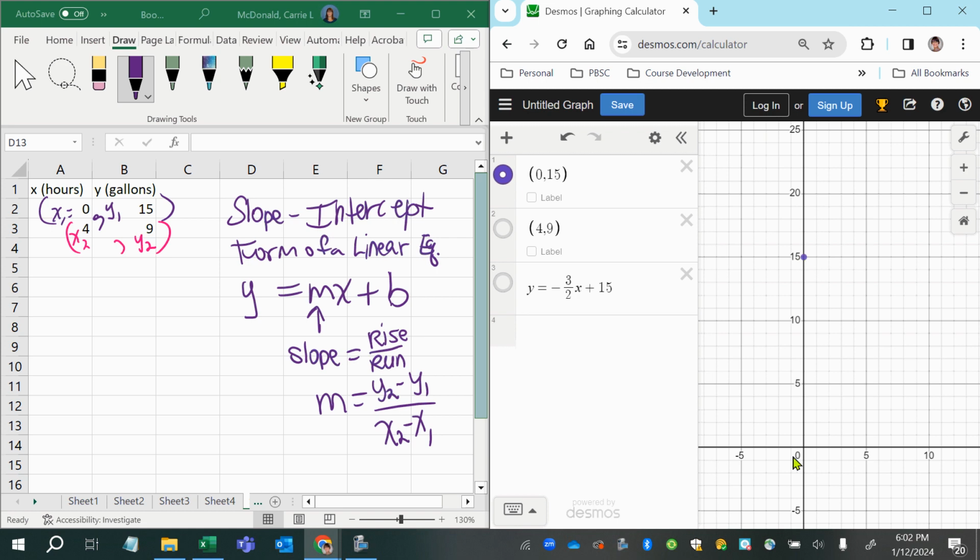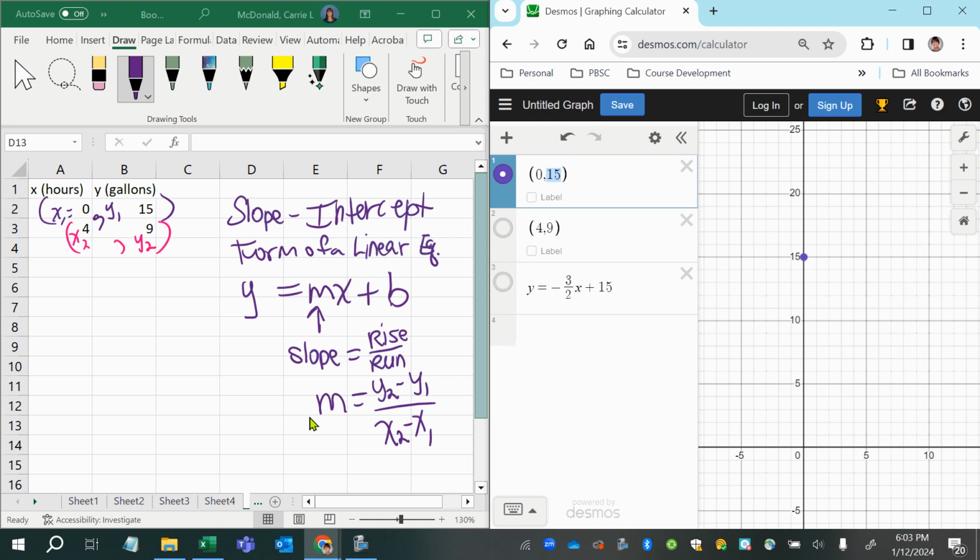Well, that makes sense because x is 0, meaning we have not moved left or right, so we're still there on the y-axis. So what I want you to notice is that anytime you have an ordered pair where your x value is 0, that means it is a y-intercept. So now we already have the b for the linear equation, which is going to be 15. That's your y-intercept, the place where the line is going to cross the y-axis. But we just need the slope now.